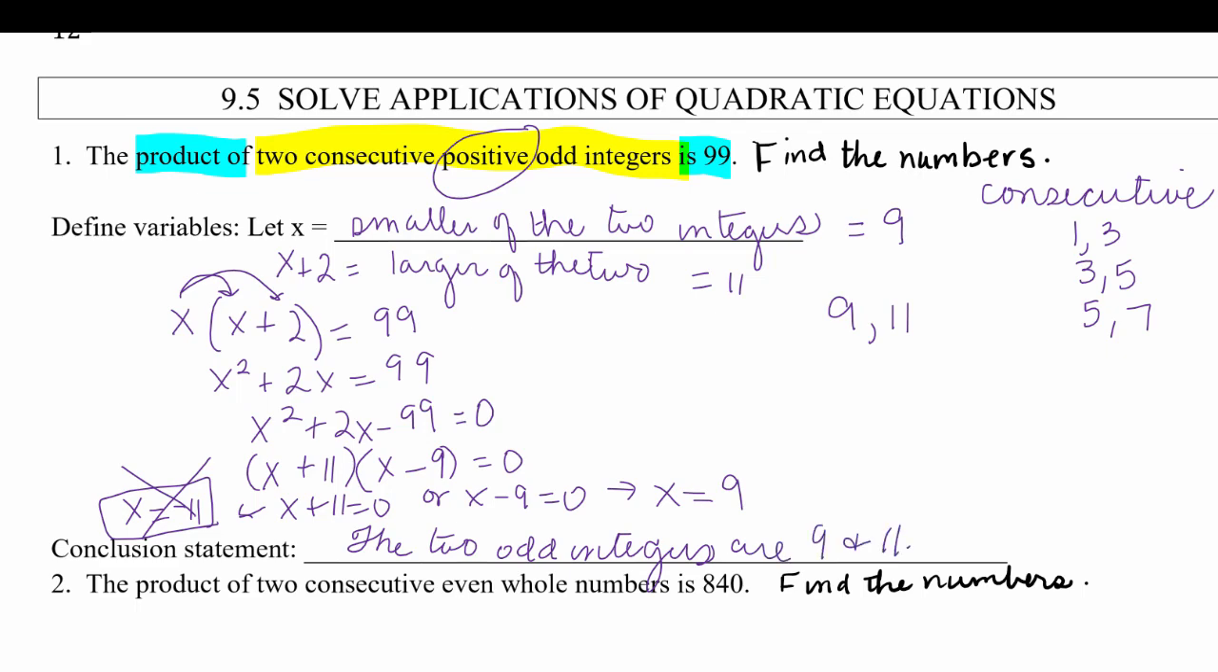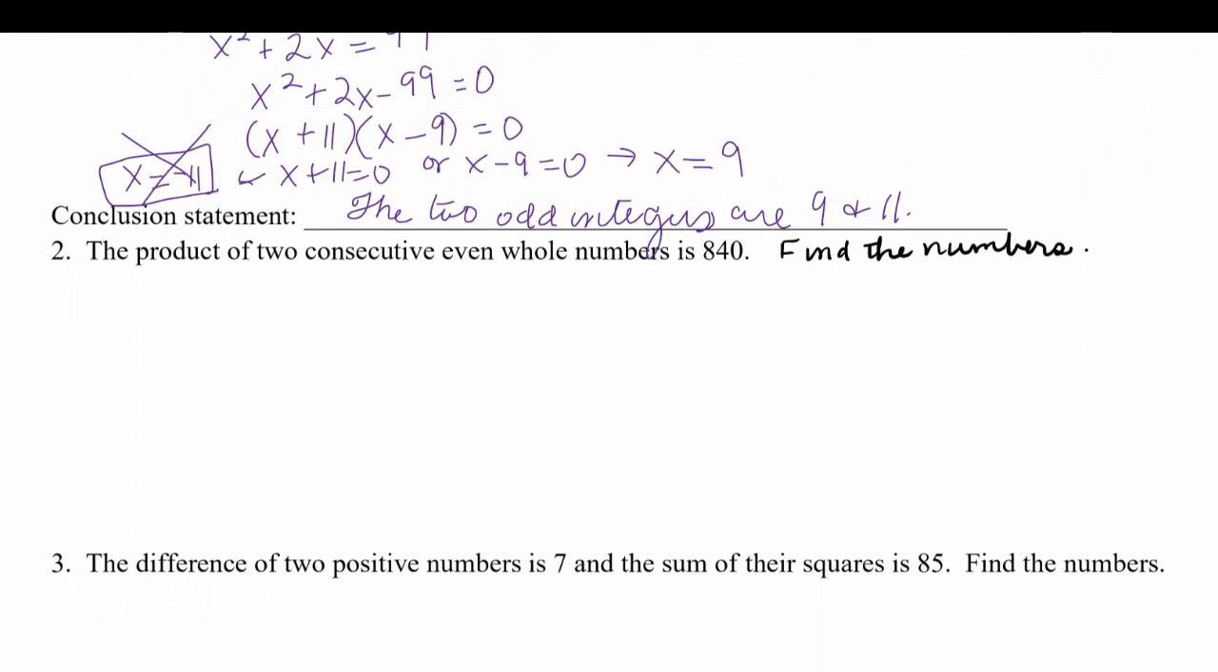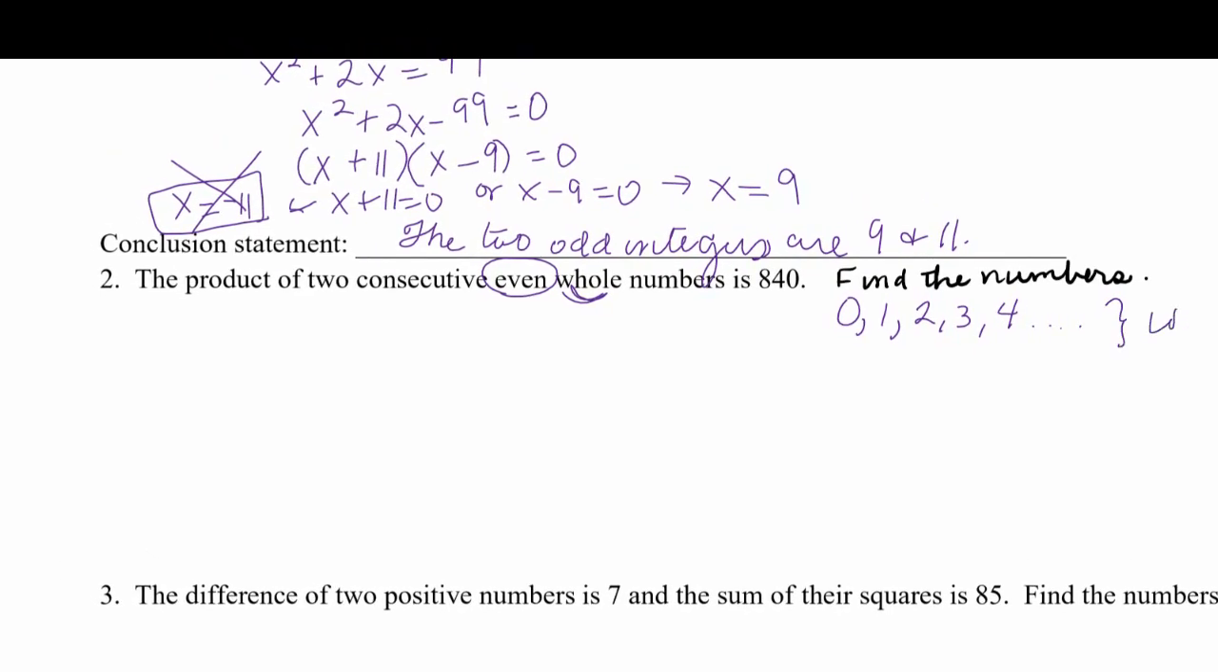Okay, let's look at the next one. Very similar. We have the product of two consecutive, but they're even. And then it says whole numbers. And just a reminder to you that the whole numbers are the numbers that start with 0 and they go up: 0, 1, 2, 3, 4. These are called the whole numbers. Okay? This set of numbers. So that means that just like the last problem, our two integers will be positive, right?